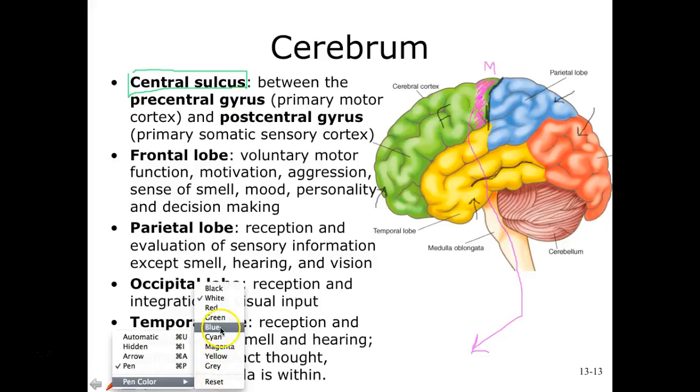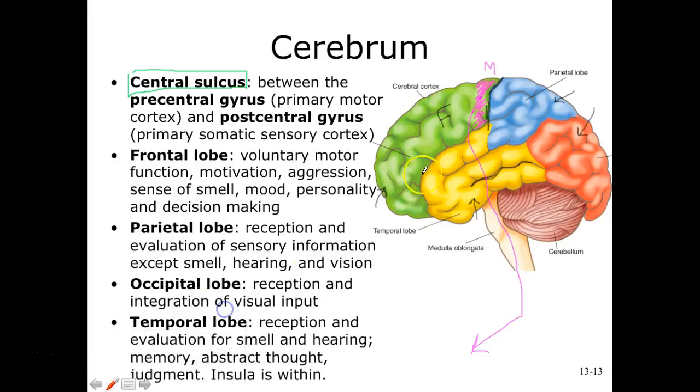And our post-central gyrus is known as our primary somatic sensory cortex. So all of our sensory information is found in here. All sensory information is found in here.